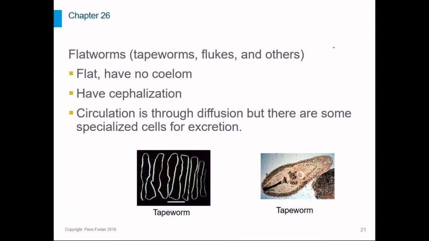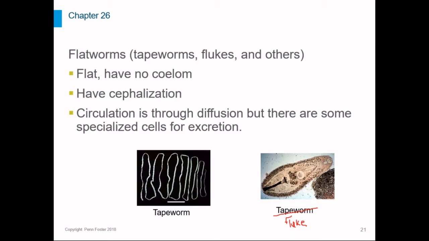Next, we have flatworms. They're kind of similar, but they are flat. They have no coelom. They do have cephalization, so one end of these worms is the head. Some examples of flatworms are tapeworms and flukes, and this is not a tapeworm, that is a fluke, sorry. Both of those are parasites. And circulation in these is done through diffusion, but there are some specialized cells for excretion.